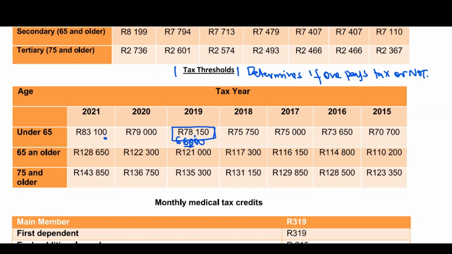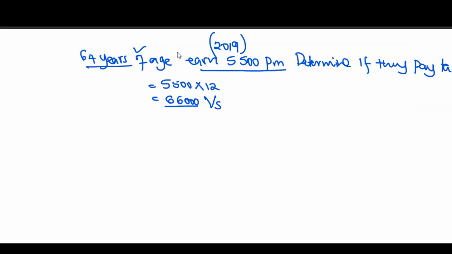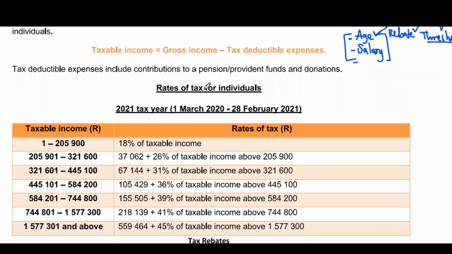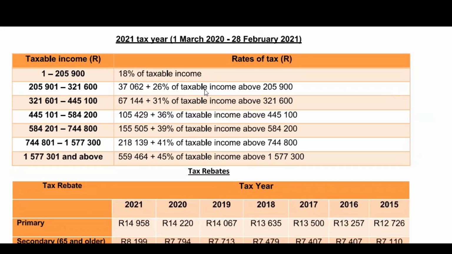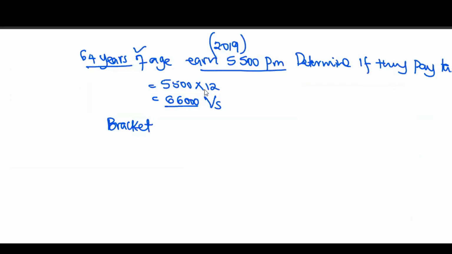How do you prove that? We shall ask ourselves, which bracket does the person belong to? When I talk of which bracket, I'm looking at this table here. So definitely the person belongs to bracket number 1. So we shall say 18% times 66,000. So the person has this much.